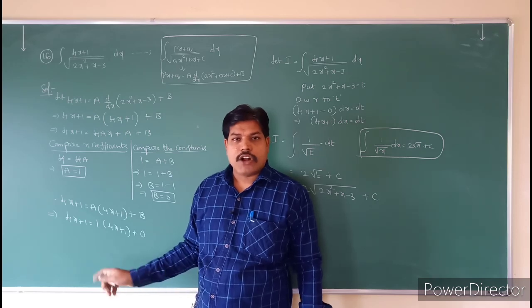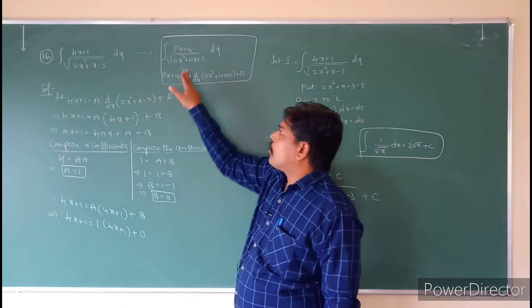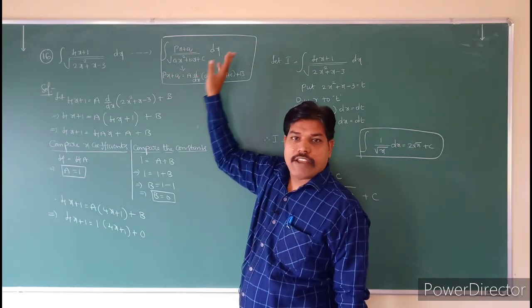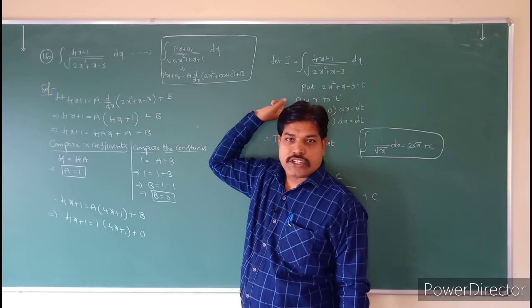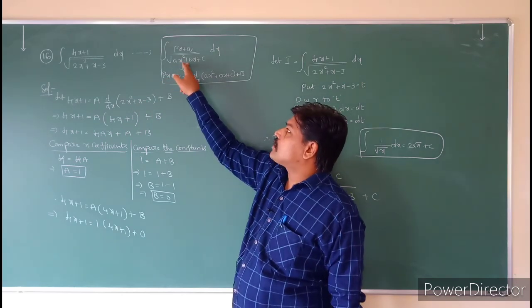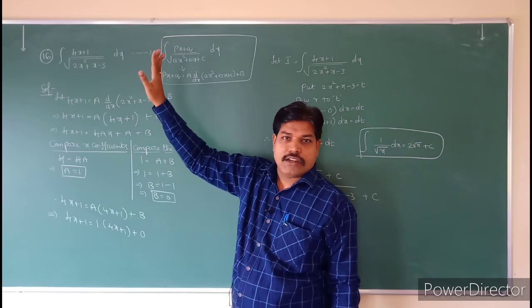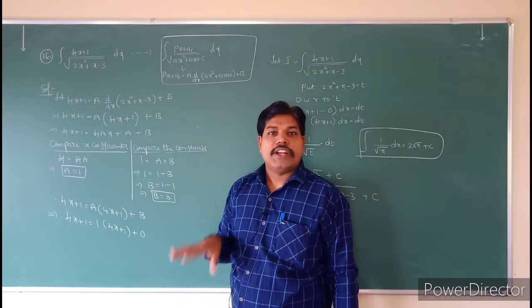So for these type of problems, px plus q by root of ax square plus bx plus c into dx, for every problem you can't get like this derivative. The derivative of ax square plus bx plus c is not px plus q into dx for every problem. I understand that. So for this particular problem it is happened.